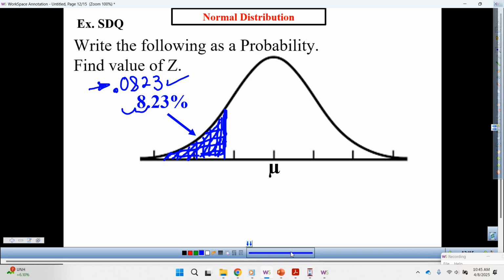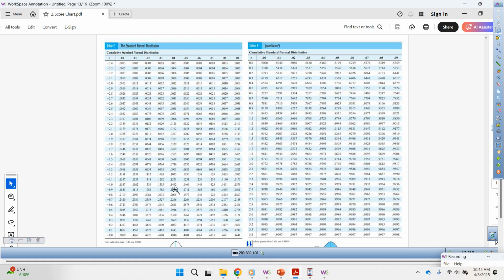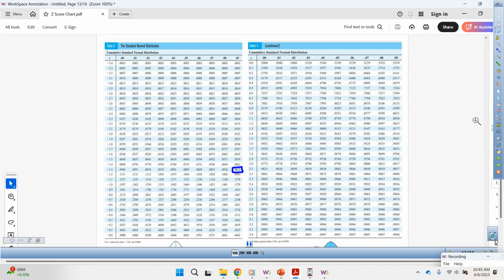All right, let me bring my chart out. It was 0.0823, is that correct? Let's see, 0.0, it's right there. 0.0823, let me zoom out. And where is that? That is matching with this and with that. So the z-score is what, everyone? Negative 1.39. That is correct.